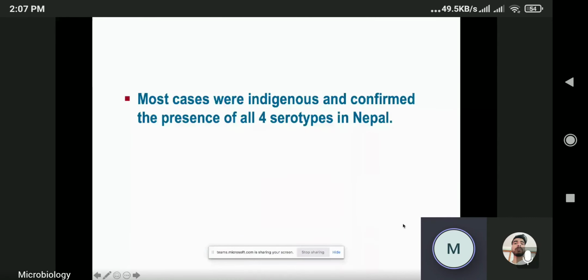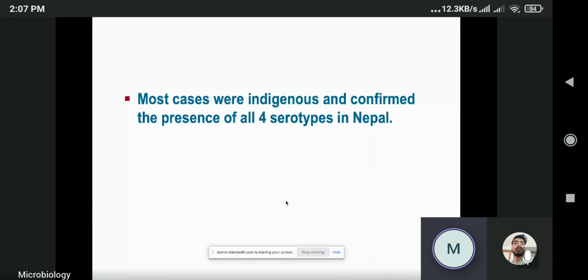The most important reason why we are having dengue outbreaks is this. See here, in Nepal we have all these serotypes. If multiple serotypes are there in our country, then the chances of getting a more severe condition are high. Why it happens, I will discuss.